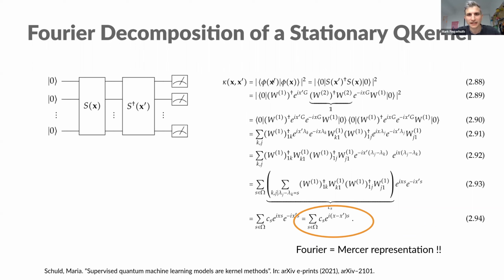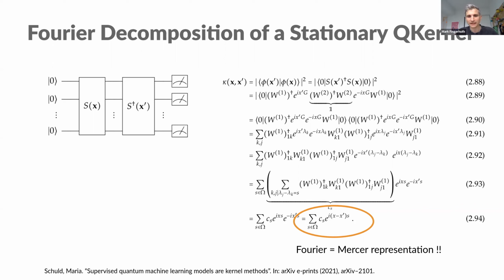So concretely, if we're taking a very simple quantum kernel, which simply has one data encoding gate and two random unitaries W, and if we go through all of the mathematics, we ultimately arrive at the Mercer representation of this kernel, which in this case also happens to be equal to the Fourier decomposition of this kernel. And this really allows us to look at this kernel and understand which Fourier basis states this kernel supports.